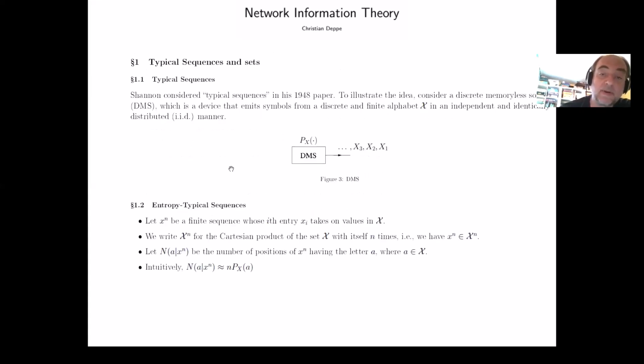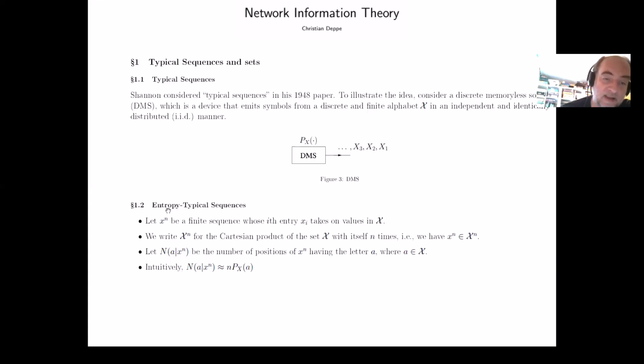To understand this, we look at the discrete memoryless source. The discrete memoryless source was already introduced in information theory. It's a source with a finite alphabet X, and it puts out independent and identically distributed random variables. You see here X3, X2, X1. Now we want to define when a sequence which you receive, or which is put out by such a source, is typical.